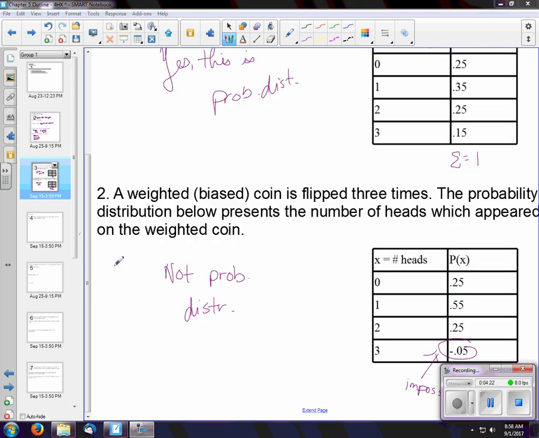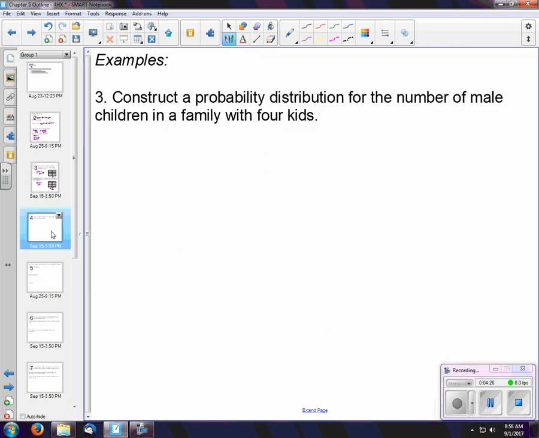Let's go ahead and learn how to construct our own probability distribution. For the next example, construct a probability distribution for the number of male children in a family with 4 kids. Now, one thing you want to consider doing first is taking a few minutes and writing out what the sample space looks like. If you have the full list in your sample space, it does make this a little bit easier. Now, as you may recall from our class time together, we talked about using tree diagrams to construct our probability or to construct our sample space.